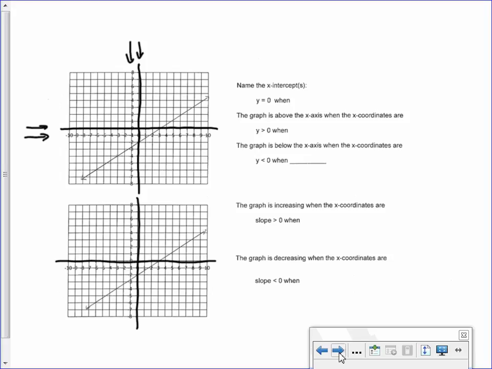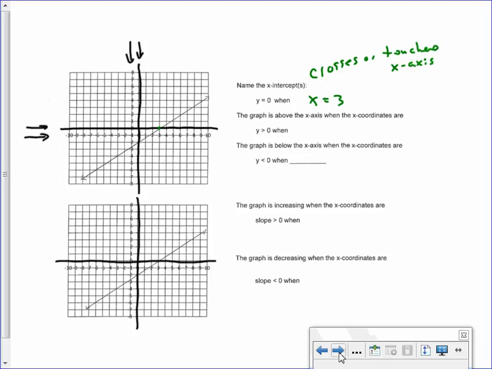So name the x-intercepts. Where does it cross the x-axis? And that's going to be right there at that number 3. That's at x equals 3. And that is where it crosses or touches the x-axis. That's what the x-intercepts are.